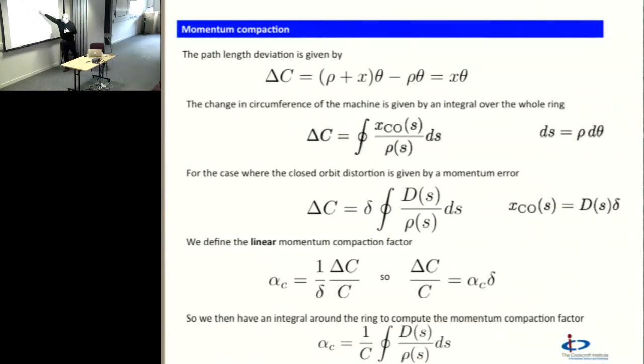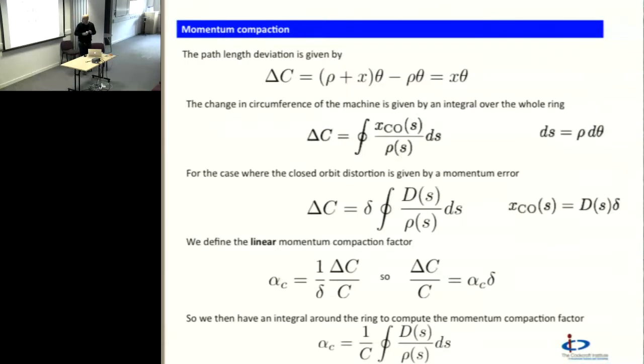So we simply replace x closed orbit by the product of delta times the dispersion function. That's what we do, and integrate over the ring. So this integral shouldn't worry us. It's, in some sense, shorthand for a sum of discrete terms. Element 1, a piecewise element, average some dispersion, some rho, some length ds. We sum them up. In practice, of course, we integrate over different elements around the ring. And notice this expression is linear in delta.